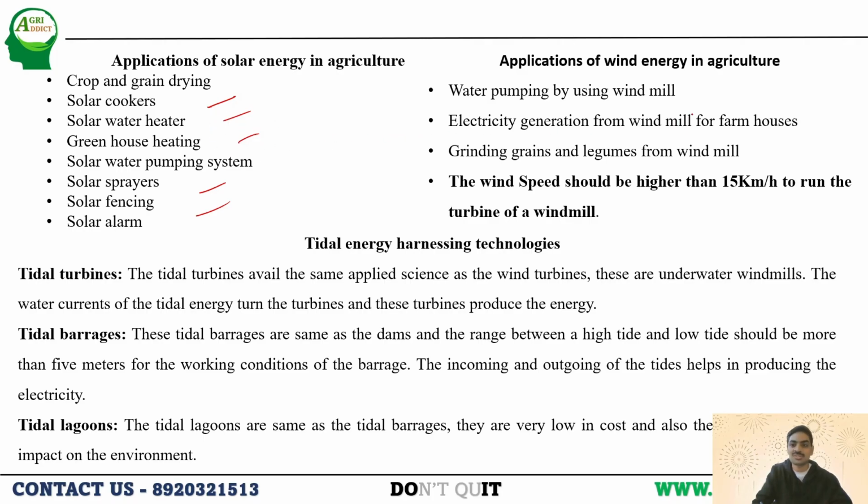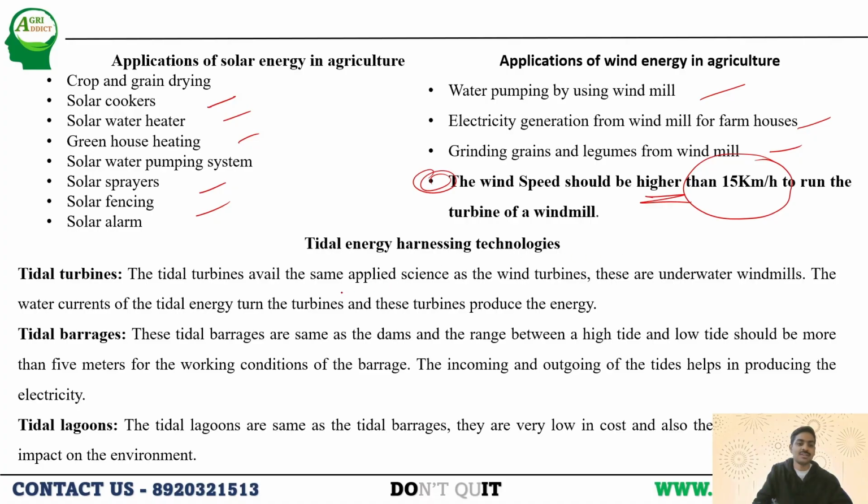And talking about the applications of wind energy in agriculture, we are using windmill energy for pumping of water, for electricity generation, as well as grinding. And very important to note here, we can operate the windmills only when the wind speed is higher than 15 km per hour. Okay. Next, you should make a note of this also.